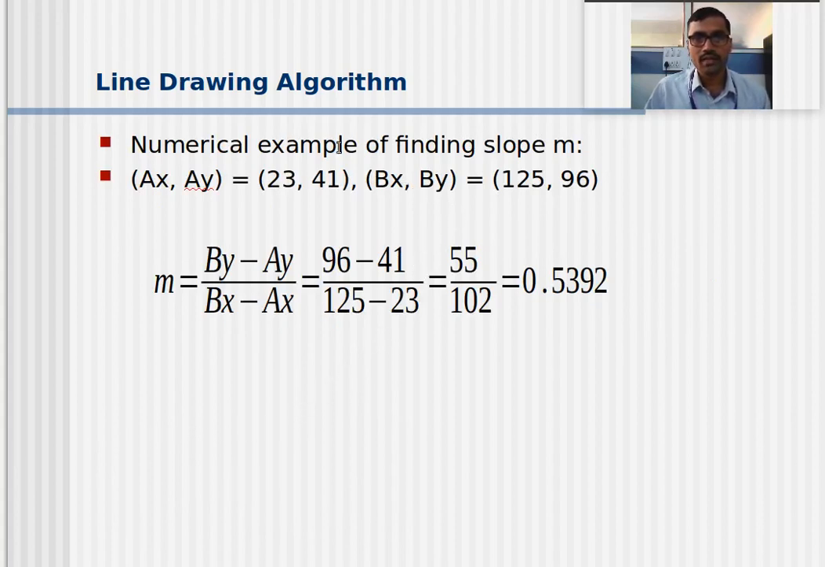Now a numerical example of finding the slope m. The ax, ay values are given as 23, 41, and the bx, by values are given as 125, 96. We can find the slope by the difference between y coordinates, that is dy, which is 96 minus 41, 55, and the difference between x coordinate values, that is 102. Dividing dy by dx, it gives 0.5392.